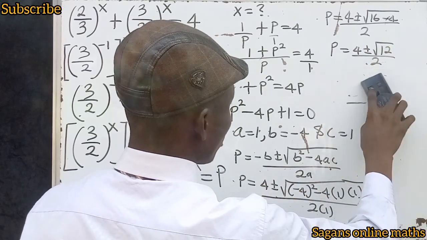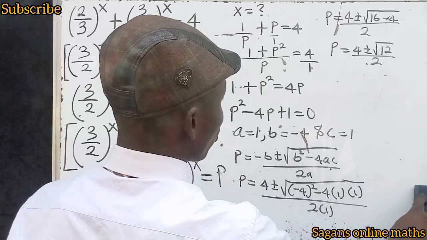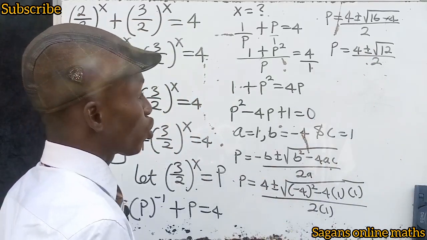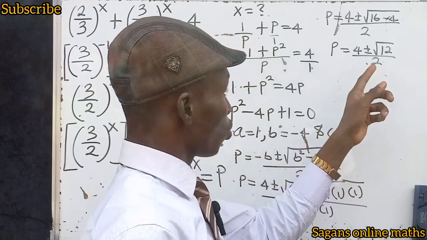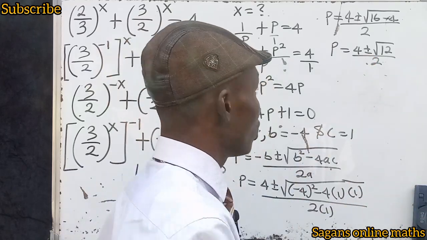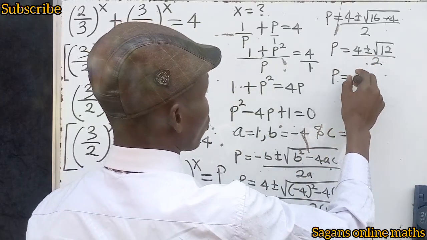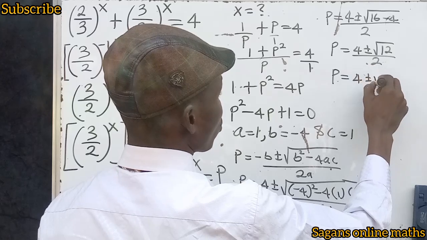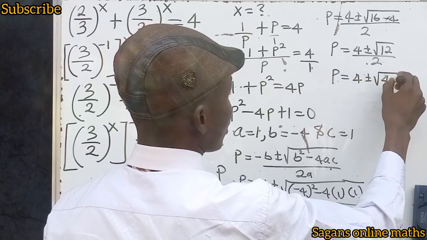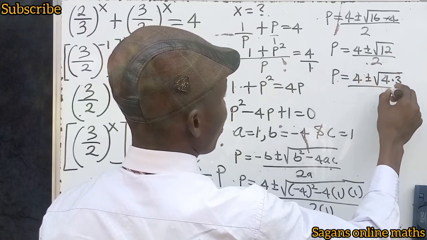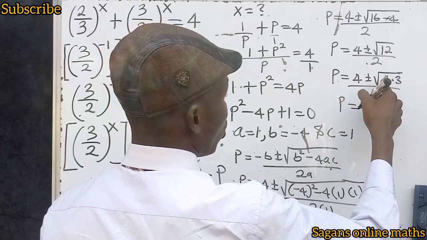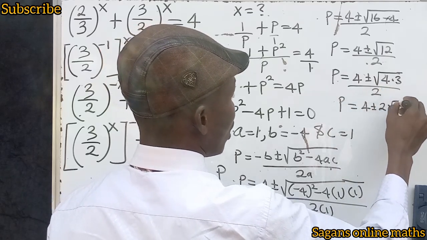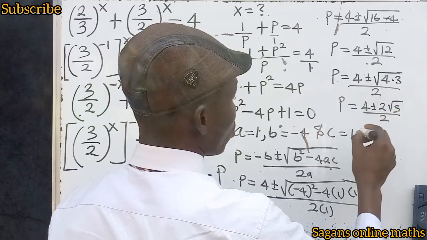Now, we can do something very interesting here. Remember that we are working with surds, right? We got 1 perfect square and 1 rational number. So we know that 4 times 3 is 12. So we can see that P equals 4 plus or minus the square root of 4 times 3, which is 12, divided by 2. That means P equals 4 plus or minus the square root of 4, which is 2 root 3, divided by 2.